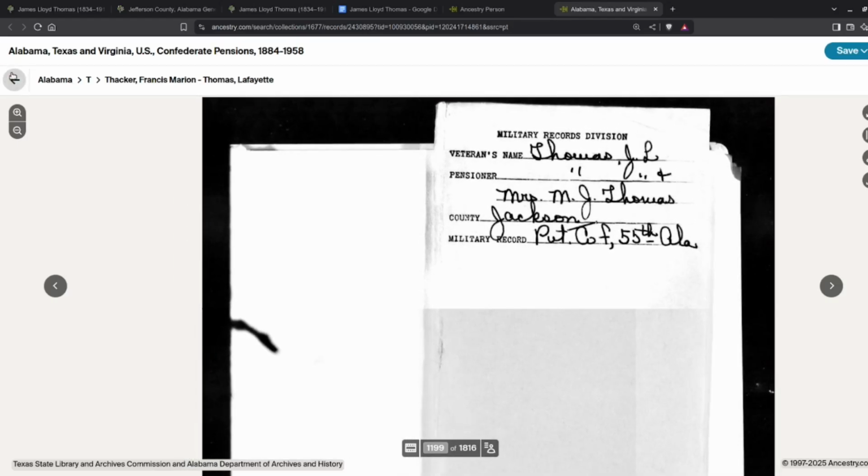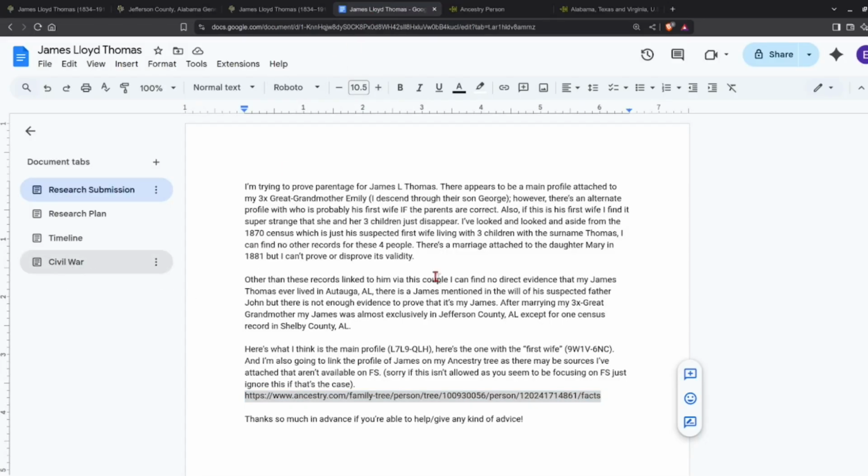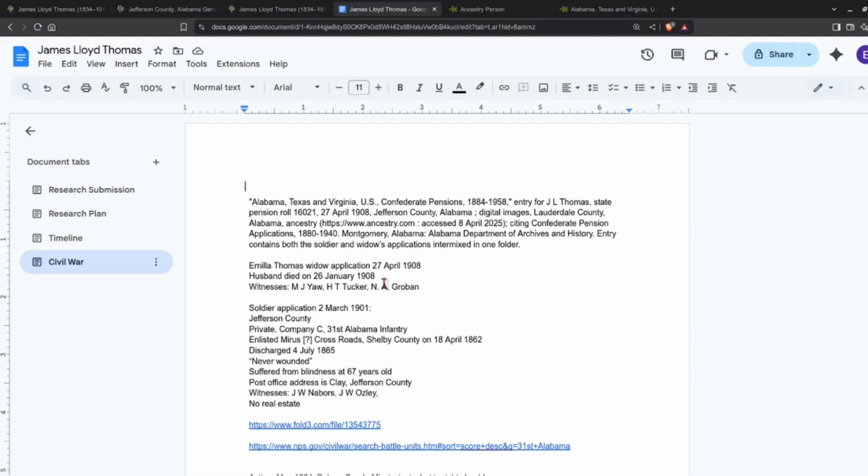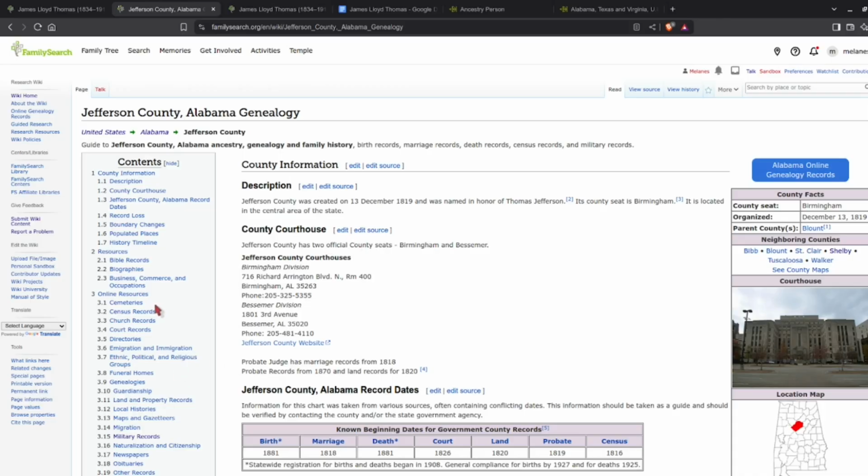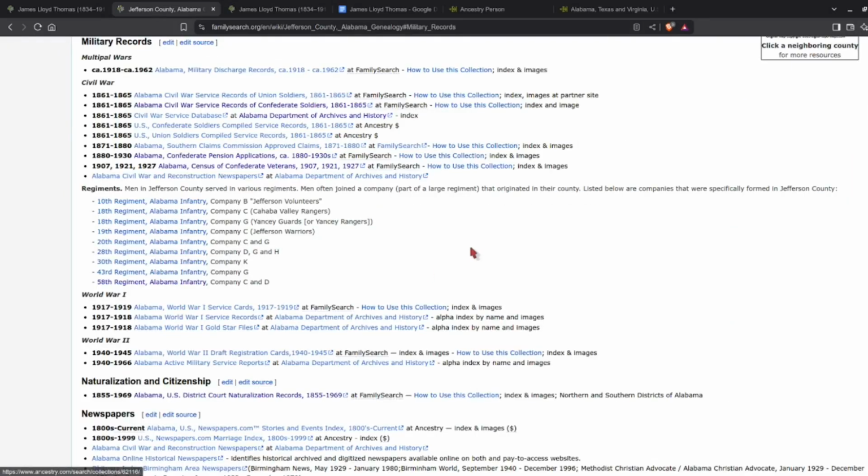That's the next person. So going through all of that, I did make notes. I created a separate page here on the Civil War. So here are the notes from the pension application. And I have a citation here for this pension application that we could use to attach in FamilySearch. We could also probably look for the pension application in FamilySearch and attach it to James Lloyd Thomas as well. All right, so the next thing is we need to go to Jefferson County, because that's where he lived, and look at the military records.